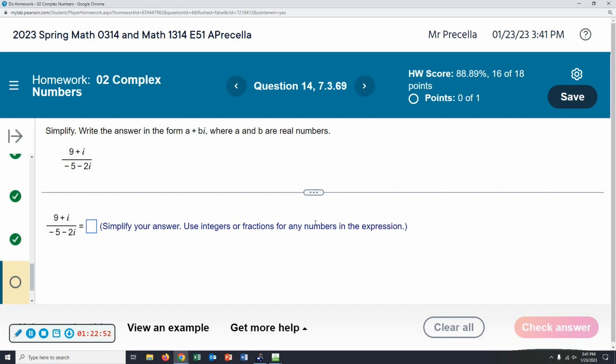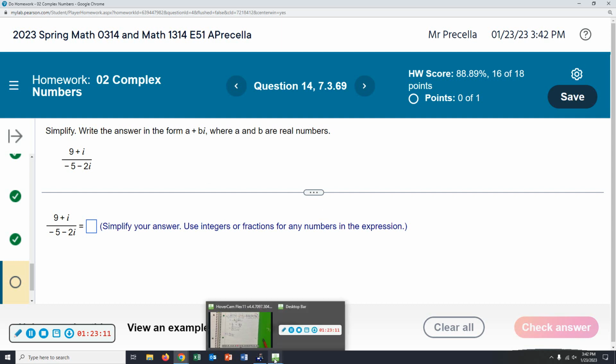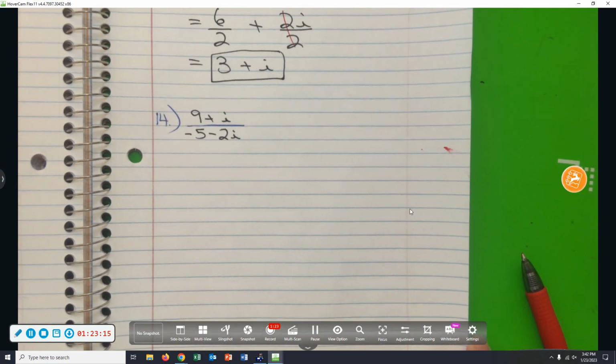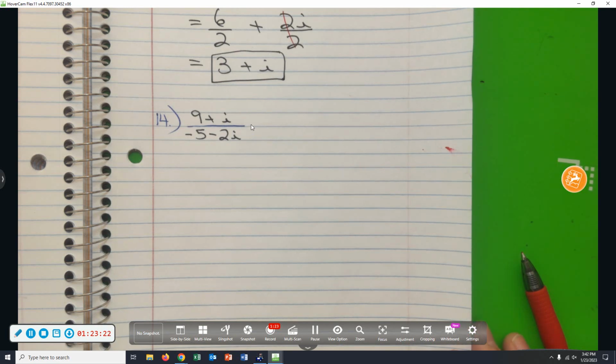We have the complex number 9 plus i on top. And on bottom we have negative 5 minus 2i. This is a really good example to illustrate how to find the conjugate of the denominator.